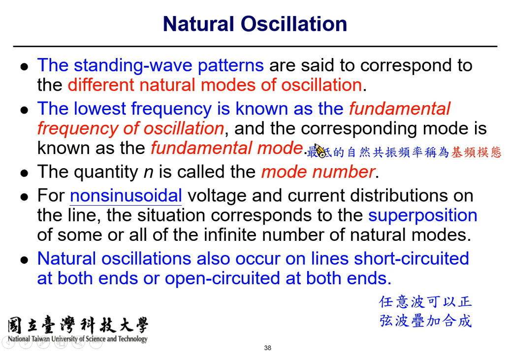Let's review some of the important definitions of the terminologies that are pertinent to natural oscillation. The lowest mode is referred to as the fundamental frequency of oscillation, or the fundamental mode. And the quantity n, as you see in the previous equation, is referred to as the mode number.